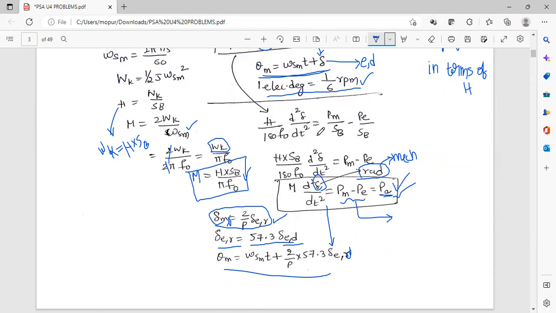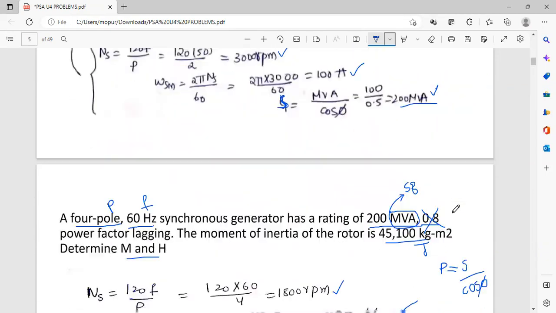Not per unit. Why? Because this per unit is due to division by SB. We sent this SB to the other side and only then we got this M, right? This SB is not divided. We are sending this SB to the other side and this total term is represented by M. So there is no SB, so they are not in per unit. Very, very important thing: when we are using the swing equation in terms of M, the mechanical and electrical powers are not in per unit. So you should remember this. Now let us go to the problem again.